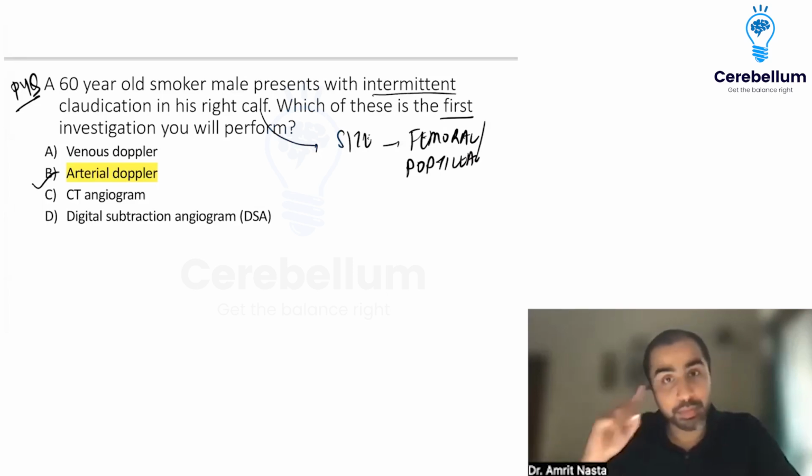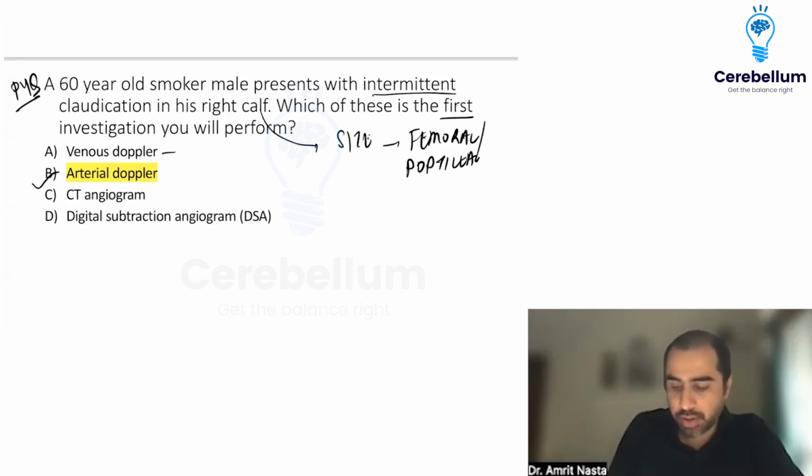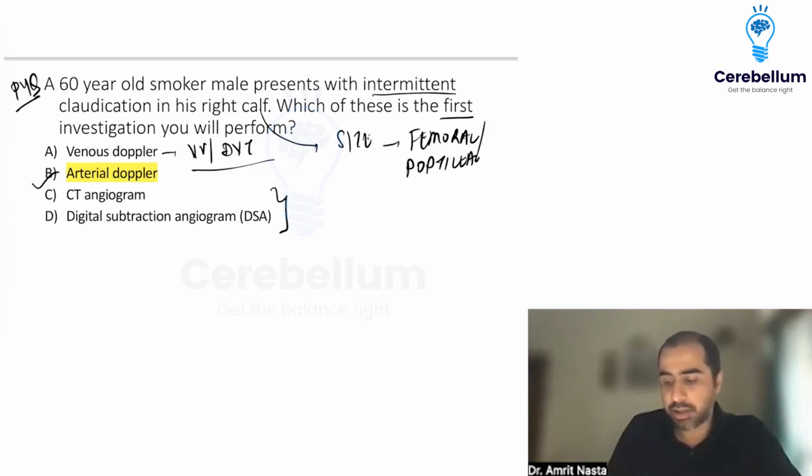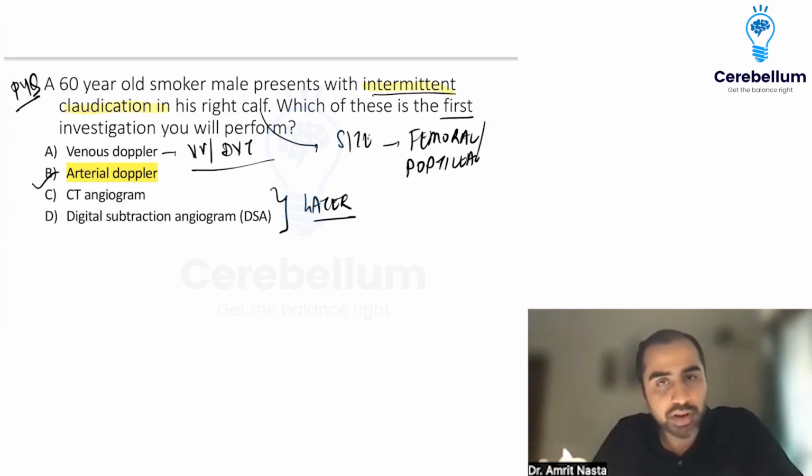Venous Doppler is for varicose veins or DVT. Venous Doppler is done when you are suspecting varicose veins or DVT. CT angiogram and digital subtraction angiogram are done later. Venous Doppler is not going to be done in intermittent claudication. Intermittent claudication means ischemic pain, so you are going to do arterial Doppler, not venous Doppler.